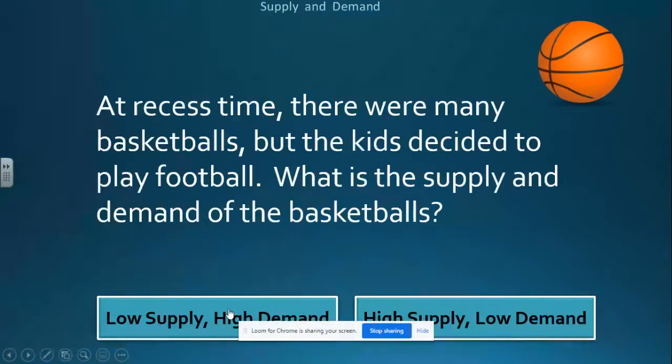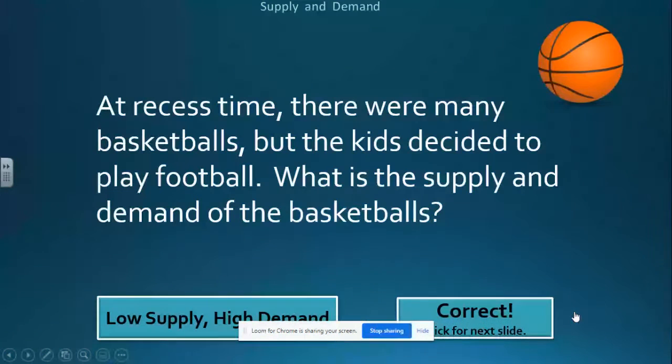Okay, imagine it's recess time that we go outside and there are lots of basketballs, but the kids decide to play football instead. So, what is the supply and demand of the basketballs? Well, in this situation, we have a lot of basketballs, but nobody who wants to play with them. So, we have a high supply of basketballs, but a low demand of kids wanting to play with those. High supply, low demand.